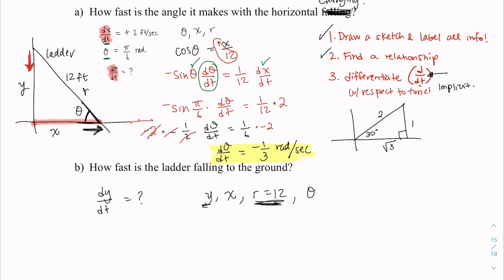So I definitely want y, I definitely want r. Now we have to pick between x and theta. I want you to think, how might we go about choosing which one? See which one you have more information about.